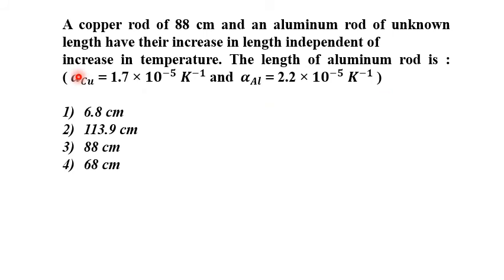They are given the thermal coefficient for copper, alpha Cu, equal to 1.7 into 10 power minus 5 Kelvin minus 1, and the thermal coefficient of aluminum, alpha Al, equal to 2.2 into 10 power minus 5 Kelvin minus 1. This is the problem we are going to solve now.